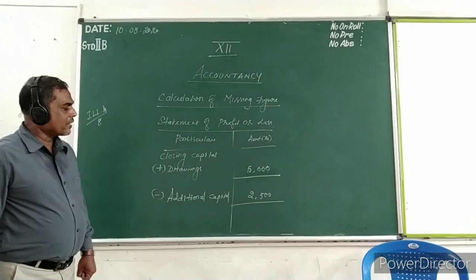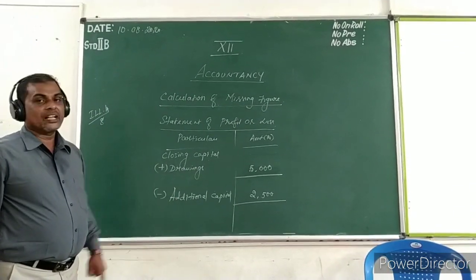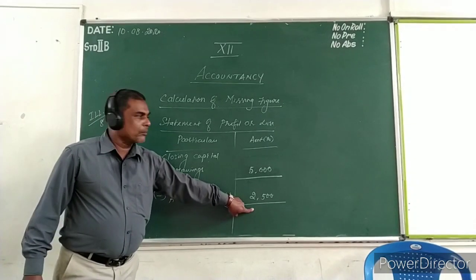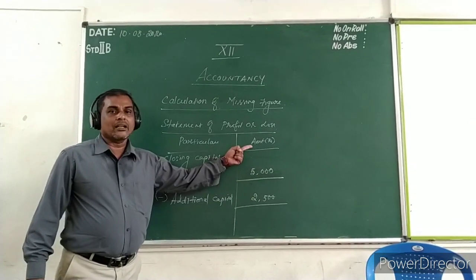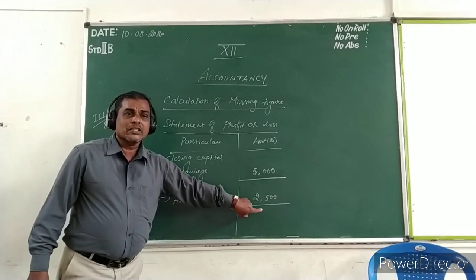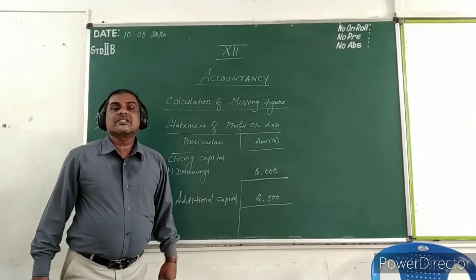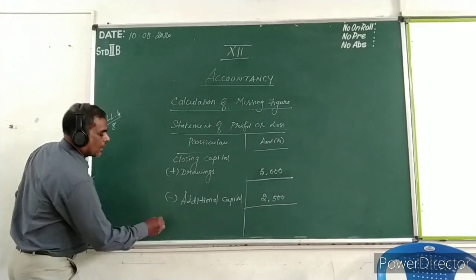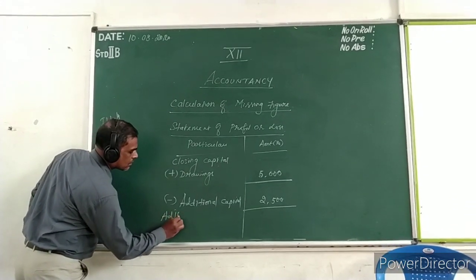As per the format, after deducting the additional capital, we will get one amount that is also blank, because we don't know the opening or closing capital. So we will get all blanks only. That is why this is also blank. So this blank amount is called what? Adjusted closing capital.